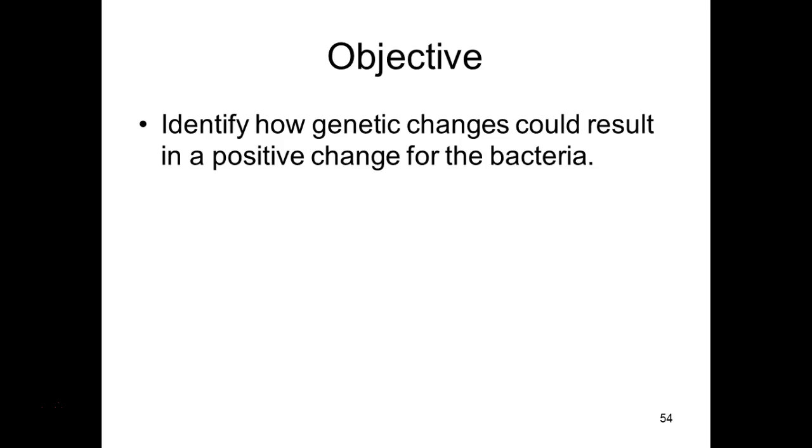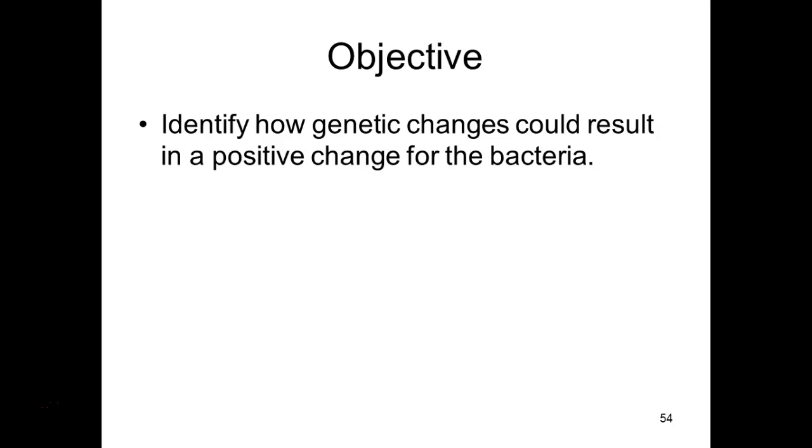So, genetic changes could result in a positive change for bacteria. How could this be? How could change be good? How could mutation be good? How could getting a plasmid be good? How could picking up DNA from the environment or via a virus be good for a bacteria? What could they potentially get? Why do we talk about this? What are we afraid of them getting and sharing? Resistance to antibiotics.